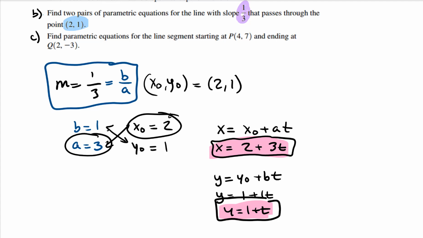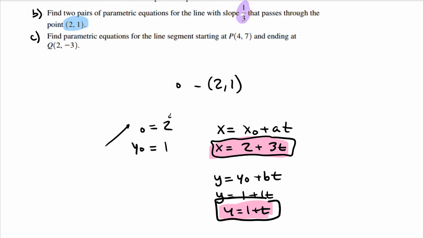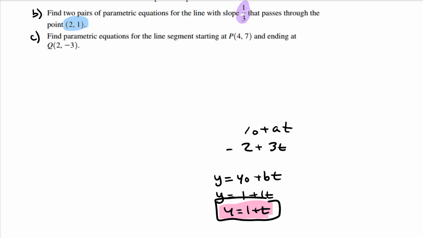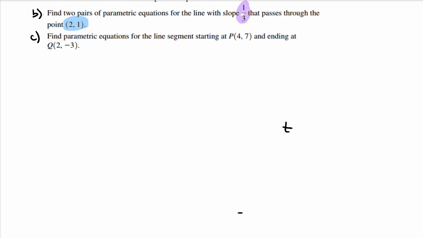All right, now let's do our last one, where it says find parametric equations for the line segment starting at (4, 7) and ending at (2, -3). All right, well, that's not so bad. We're doing basic algebra right now. So if you have a point at (4, 7), sorry for the long video, but just want to get this done, and then (2, -3).